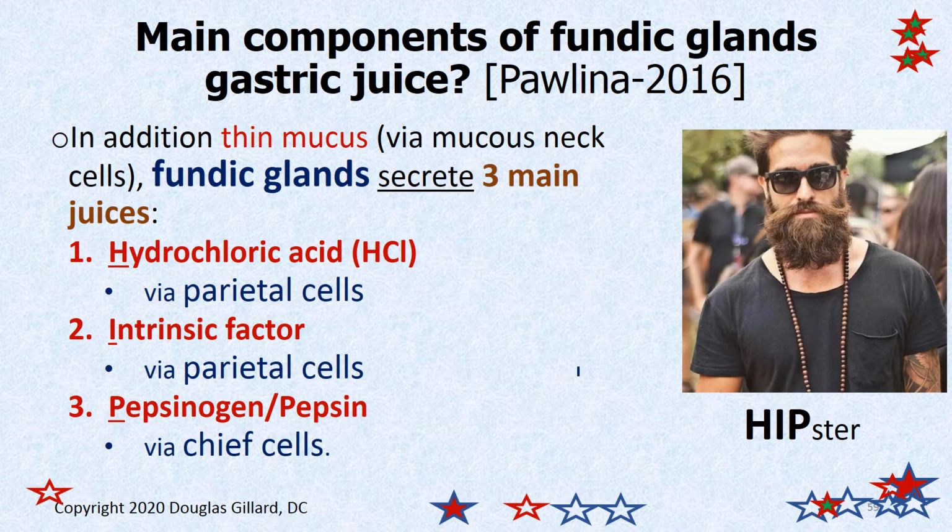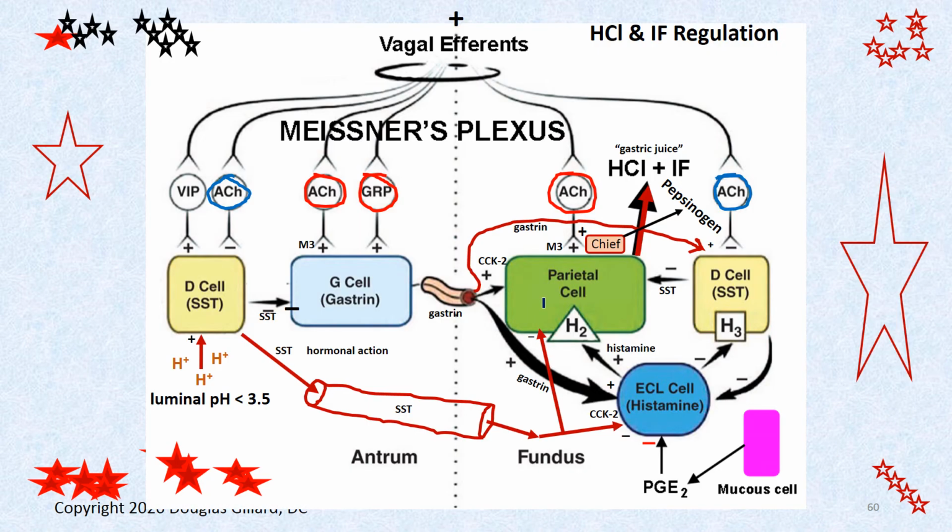I always like this slide. That's a hipster. Google says that's a hipster. And we can use HIP to tell us the three main juices that come out of a fundic gland, or an oxyntic gland, aka. Those are hydrochloric acid and intrinsic factor, which both come via the parietal cells, and then pepsinogen comes via the chief cells. So don't forget HIP. I almost always ask that because I just like it. I don't know why.